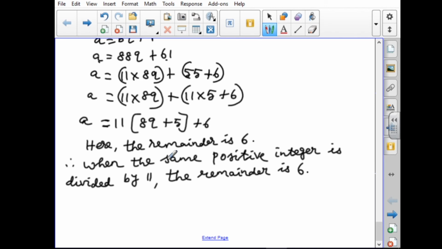According to the first sentence, we have to get this equation: a equal to 88q plus 61. We split like this, and we get the last term: a equal to 11 into (8q plus 5) plus 6. a equal to bq plus r, like that, where b means divisor. The same number we divide again by 11, and we are getting the remainder 6. That is the answer. The remainder is 6. The 9th problem is over. Next, the 10th one.